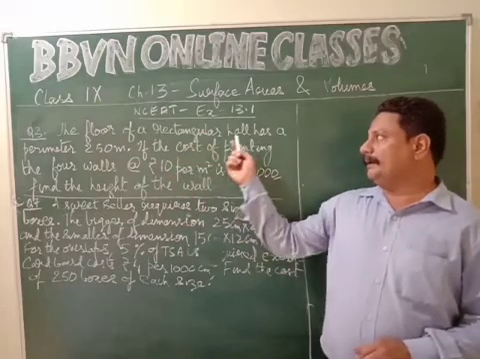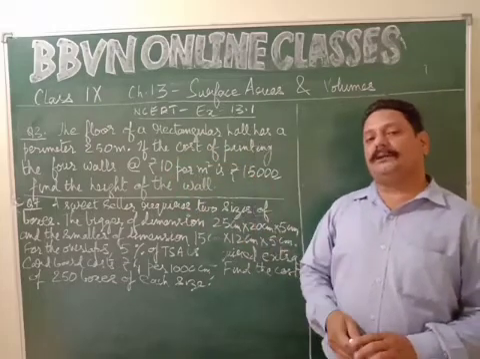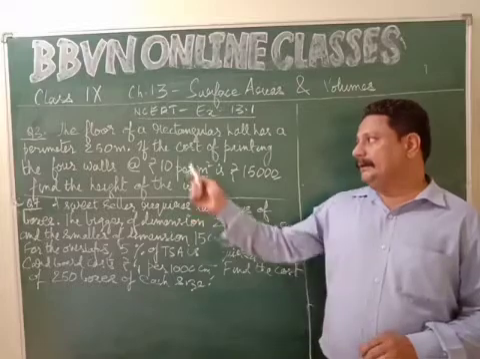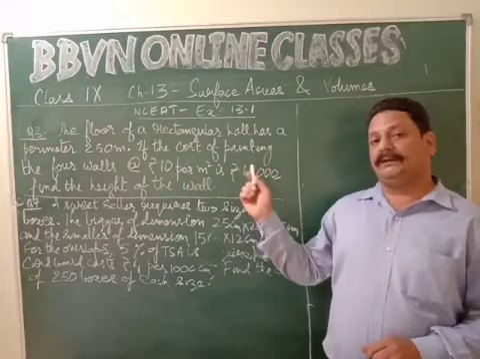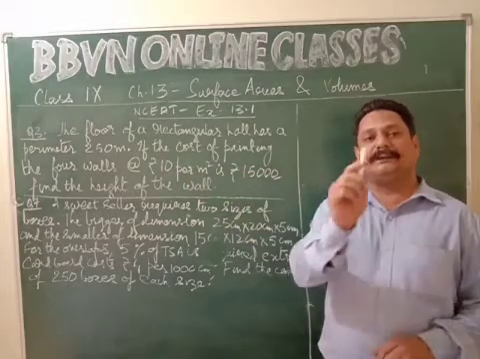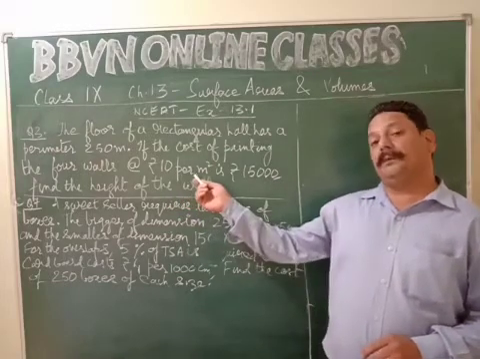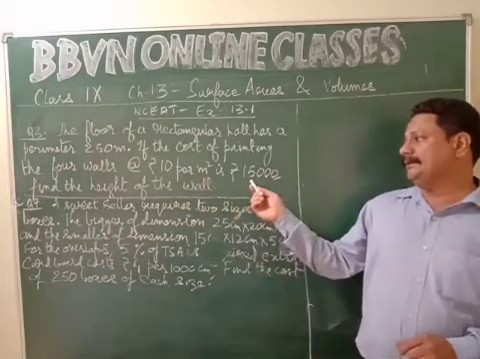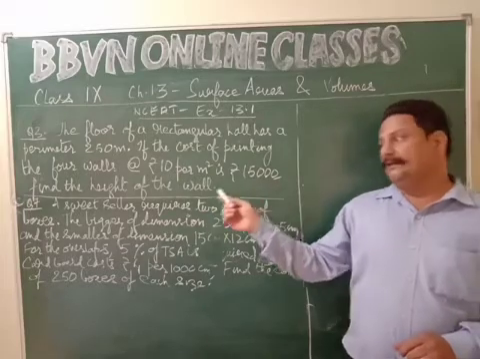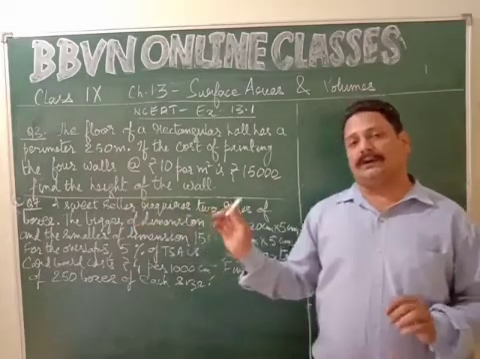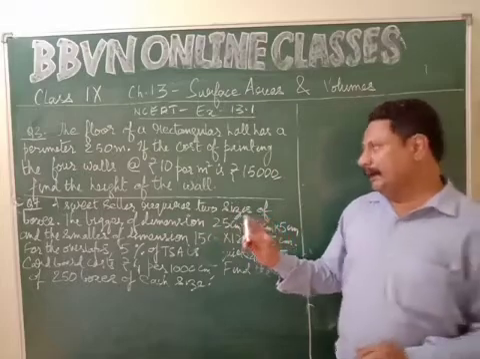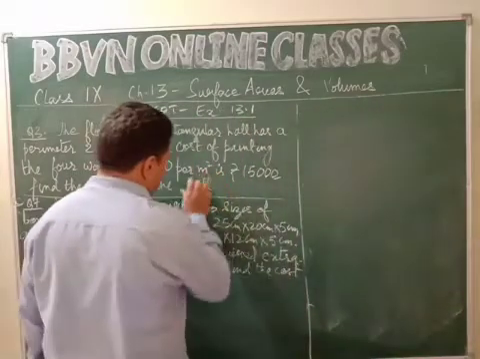The floor of a rectangular hall has a perimeter of 250 meters. The cost of painting the four walls, meaning the lateral surface area, at the rate of rupees 10 per meter square is given as rupees 15,000. We need to find the height of the hall.